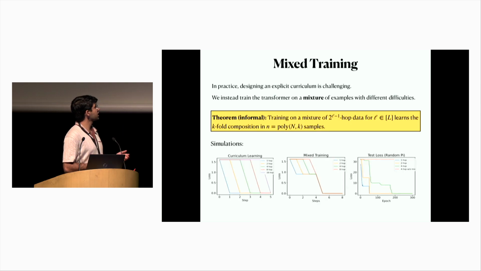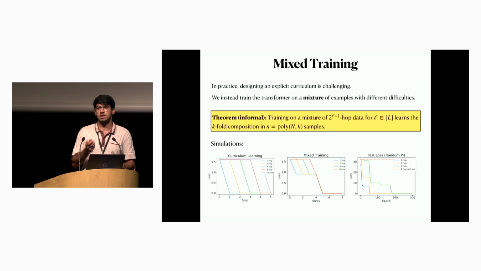Finally, we include some simulations where the left two plots are in this idealized theoretical setting, and the rightmost plot is a slightly more realistic transformer with trainable embeddings, MLPs, layer norm, et cetera. Generally, we see the same phenomenology that trying to learn from, say, k-fold data directly is hard, whereas either curriculum or mixed training can succeed more efficiently.